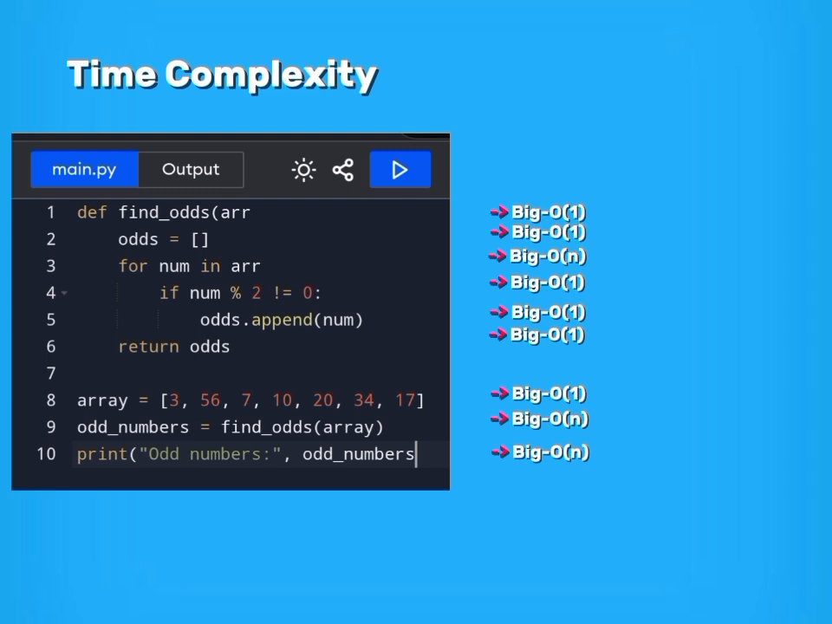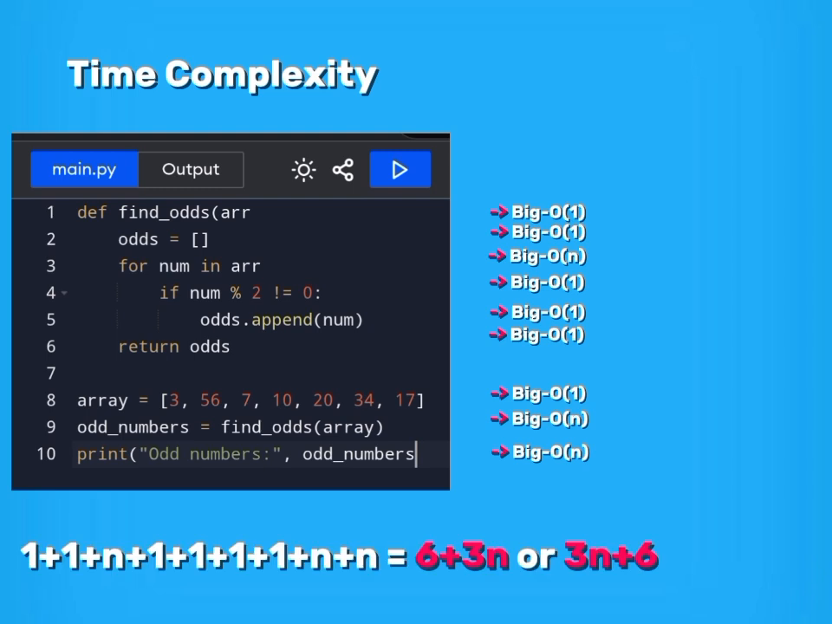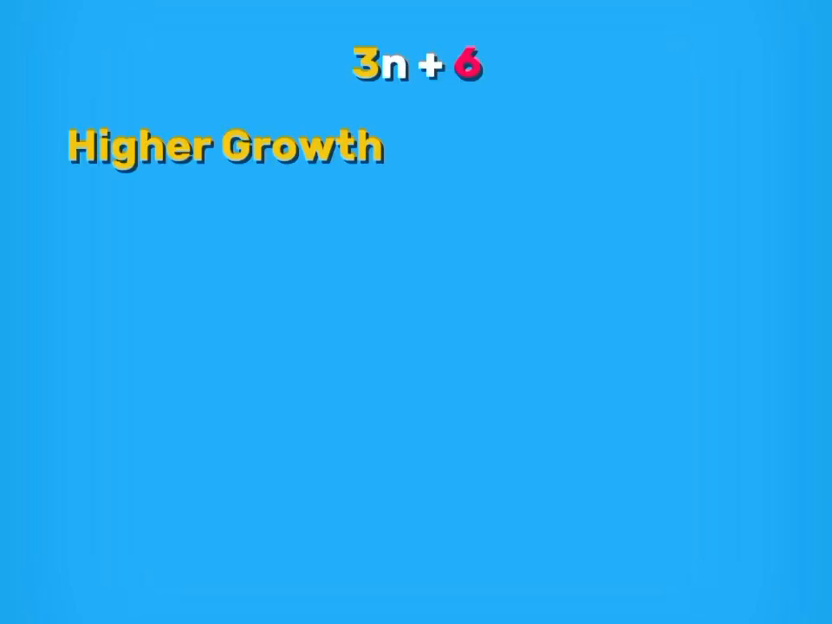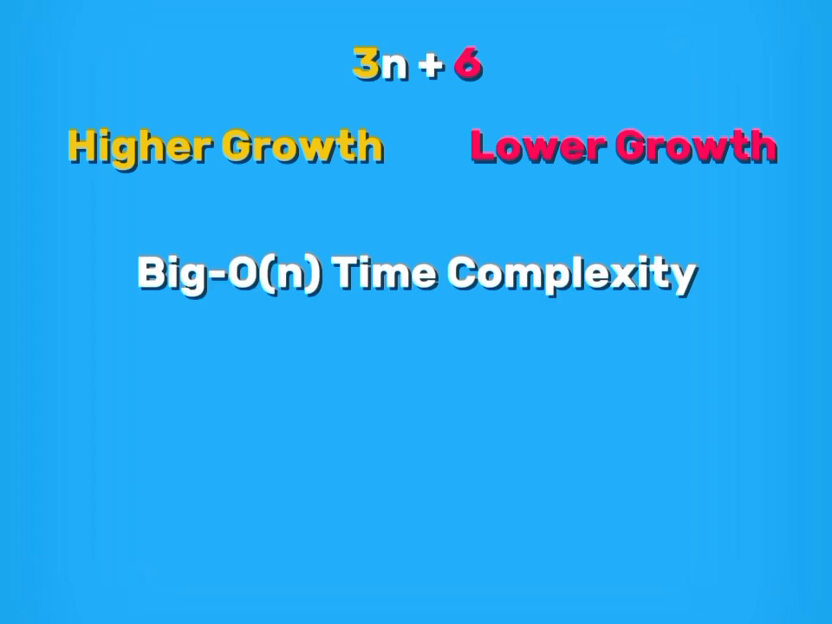Summing it all up, we have 1 plus 1 plus n plus 1 plus 1 plus 1 plus 1 plus n plus n, with a total time complexity of 3n plus 6. Neglecting the constant and lower-order terms, we finally have a time complexity of big O(n), a linear time.